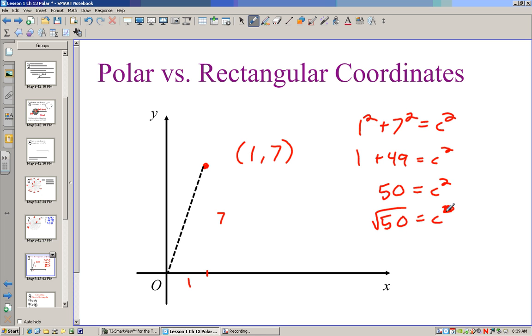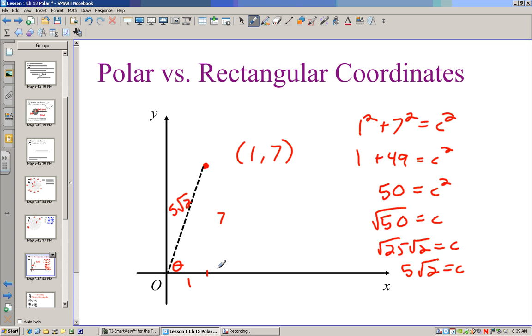Oop, I don't need a square there anymore. And now we can take a square root of 25 out. So this would be 5 times the square root of 2. So that's my distance from the origin. Now I need to find out my theta.